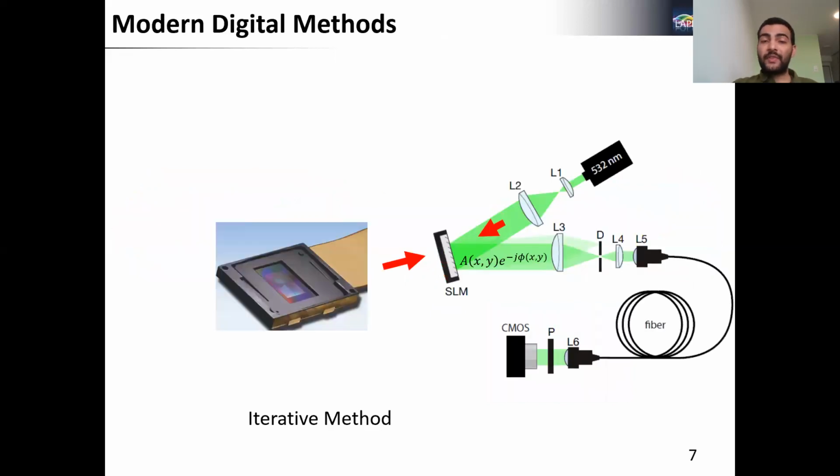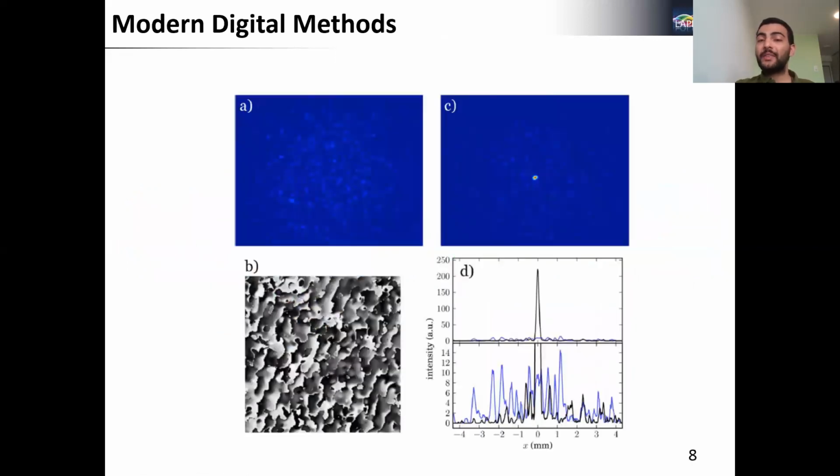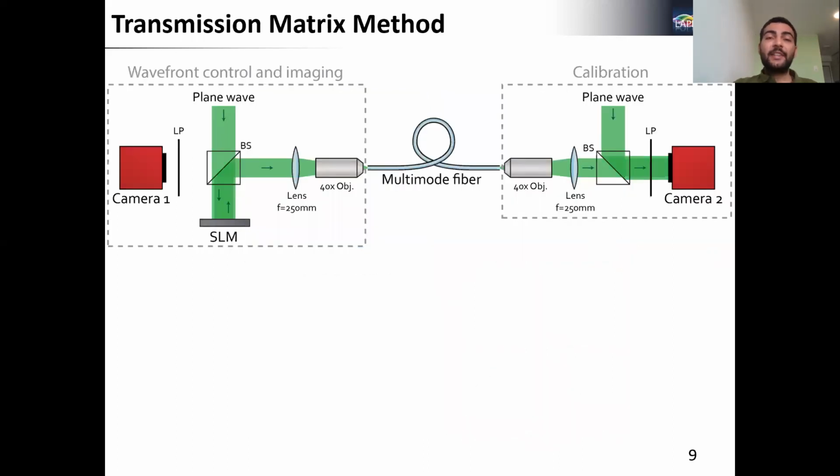Then there are works around the iterative approaches using spatial light modulators, in which a spatial light modulator was used to iteratively try to focus, usually a spot, at the output of the fiber. And then with these approaches, you are limited to only projecting the most simple images at the output, basically.